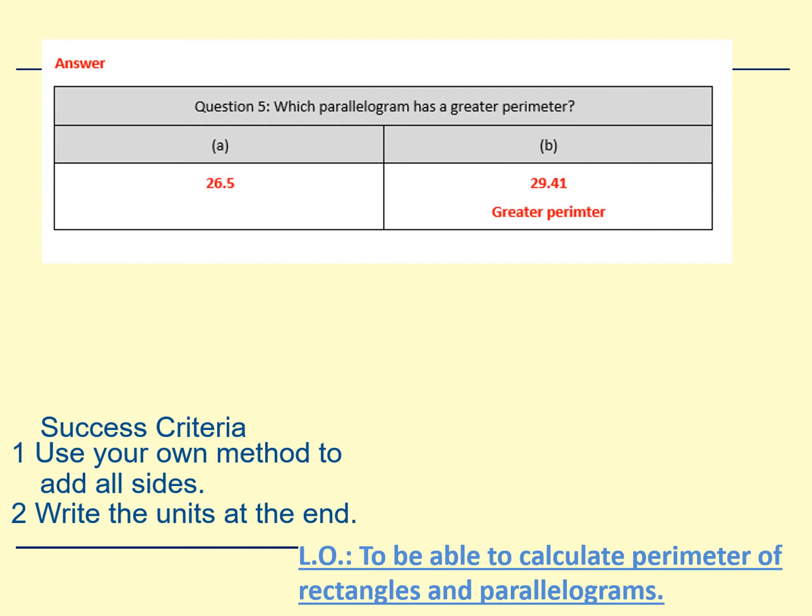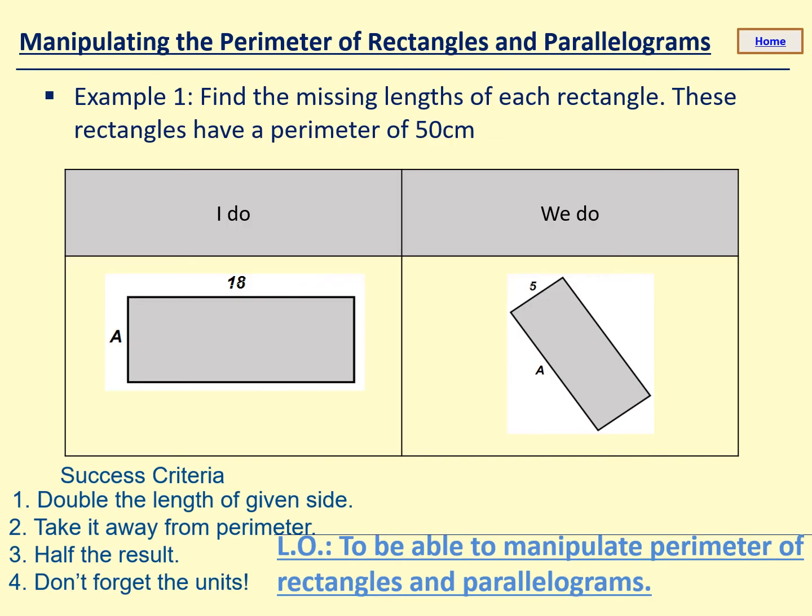And here are the answers. So don't forget about the units. As you can see, parallelogram B has greater perimeter. If that's what you've got, well done. Now we are going to move on to manipulating a perimeter of rectangles and parallelograms. Let's have a look at this example.